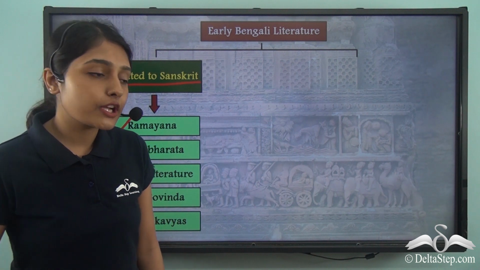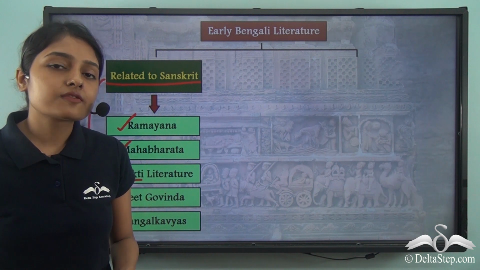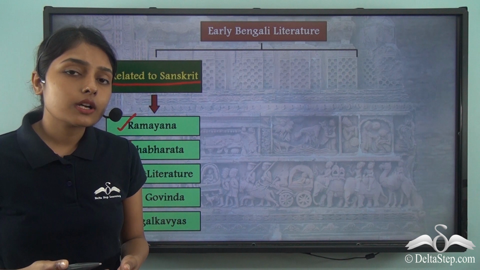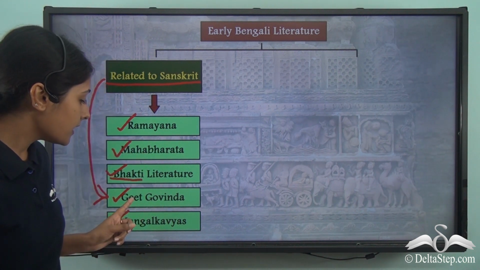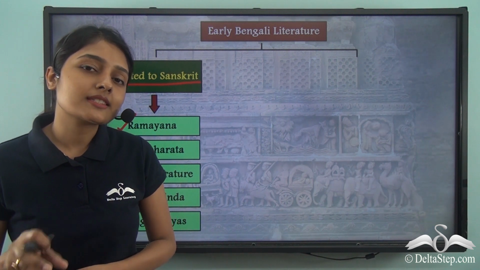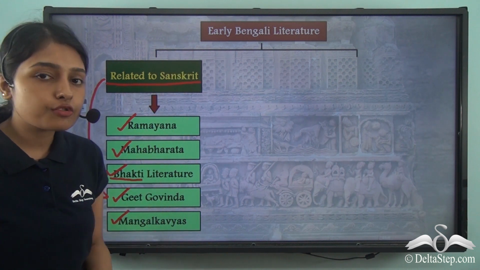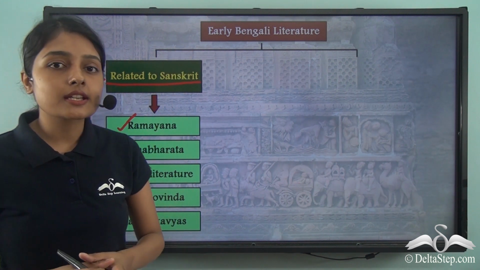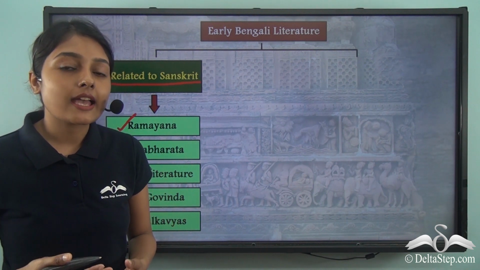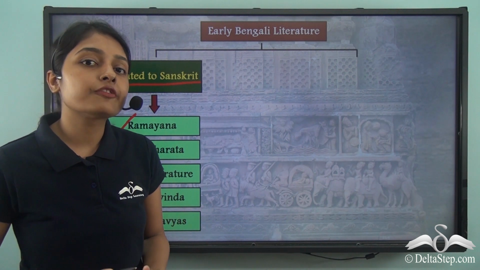And finally we come to the Mangal Kavyas. The Mangal Kavyas were stories about local and regional deities. And these local deities whose stories were accounted in the Mangal Kavyas also had importance in several pockets of Bengal. So can you understand how literary works which were related to Sanskrit were all founded and rooted in religious and spiritual traditions?